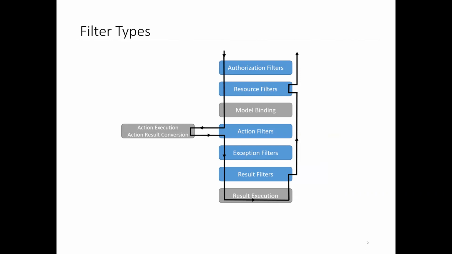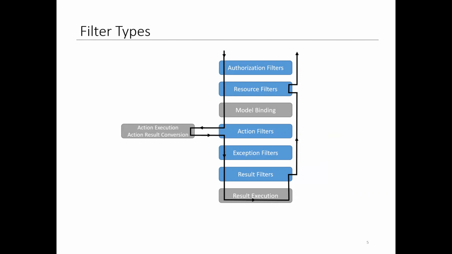Next would be the resource filter, where the resource is actually filtered or changed. And then the action filter. Action filter has two parts: one before the action method is invoked, one after the action method is invoked. Further to it are exception filters. And finally, the result filters.